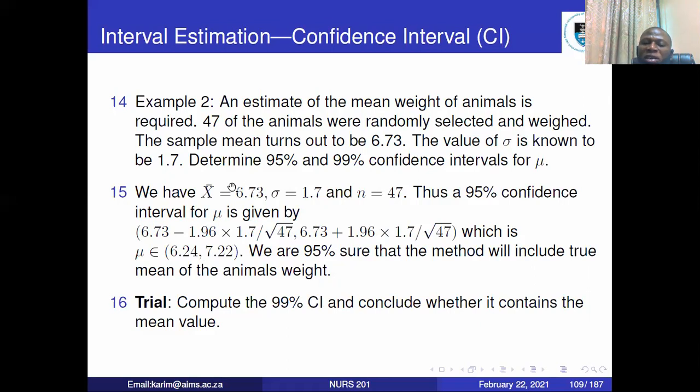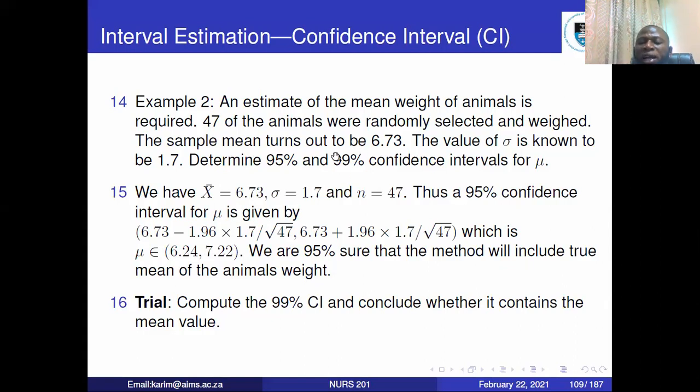Now you ask yourself, is the mean, which is 6.73, inside this interval? Of course, yes. 6.73 is inside this interval. So we are 95% confident or sure that, yes, our interval contains the true mean. And so therefore, we can use this mean to generalize that the mean weight of the animals is between 6.24 and 7.22, or the mean weight of the animals is 6.7.